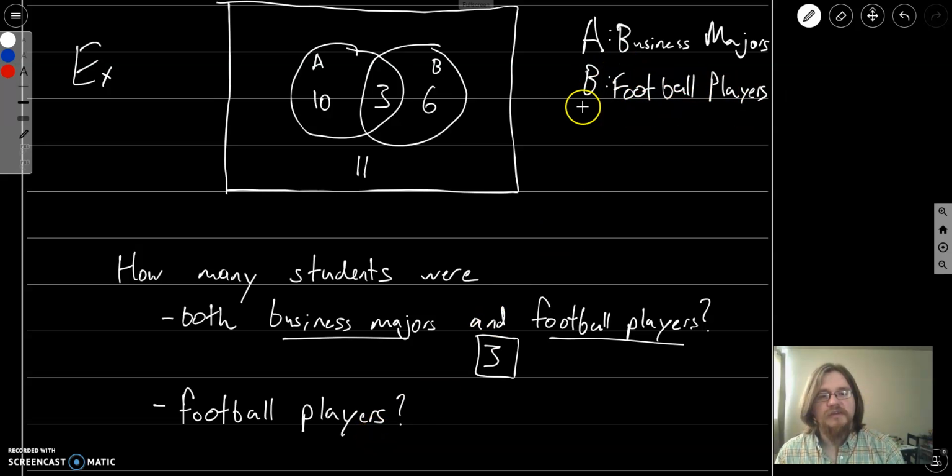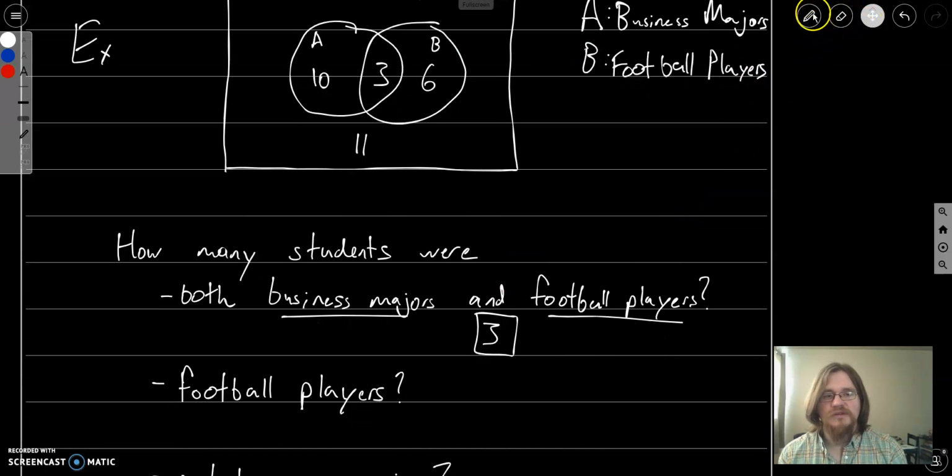Okay, so the next question is, how many students were football players? So football players is everyone in set B. And we have 2 numbers in here. So the question is, what are we going to do with these 2 numbers? Well, 3 corresponds to the number of football players that are also business majors. So those are the ones that overlap. And 6 corresponds to those students that are just in the set B but not in A. So there are 6 students that are football players but aren't business majors.